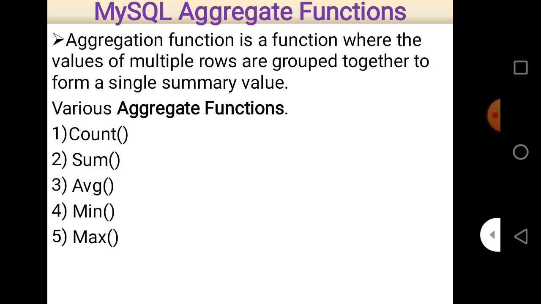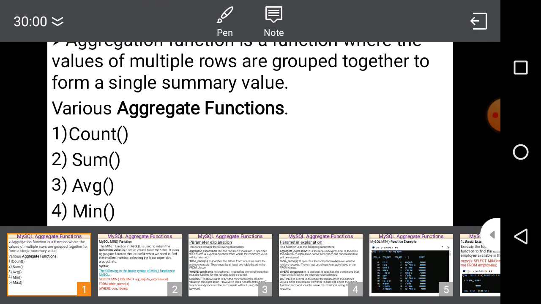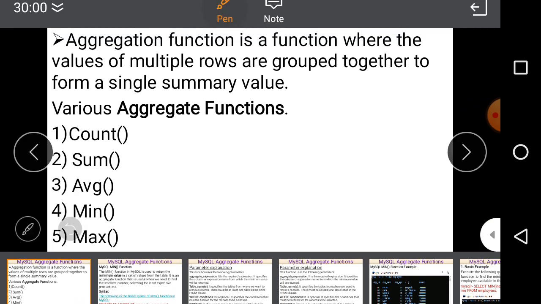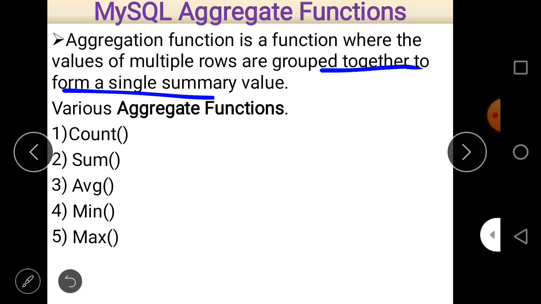First of all, let us take a definition of aggregate function. An aggregate function is a function where the values of multiple rows are grouped together to form a single summary value. That is a very important point: to form a single summary value. And there are basically five main aggregate functions. These are count, sum, average, min, and max. And in this lecture, we are going to discuss the min function.